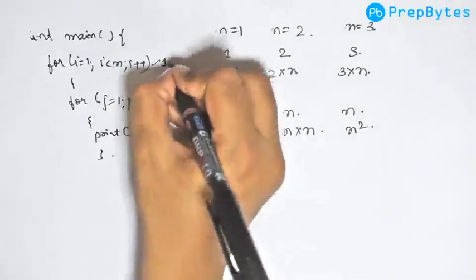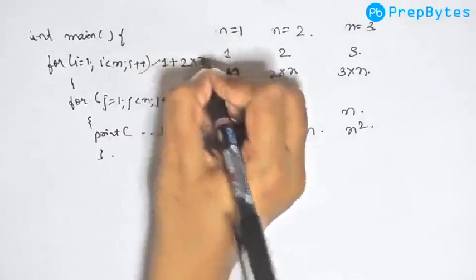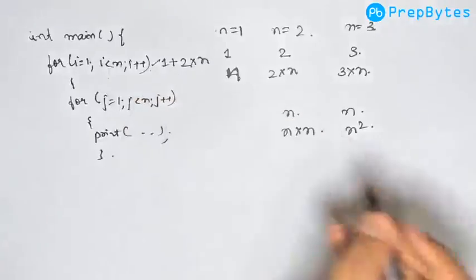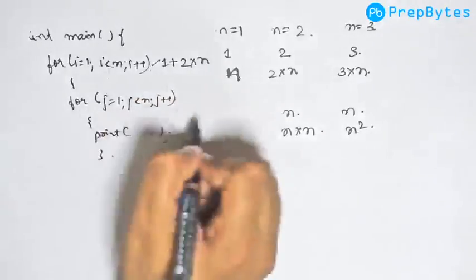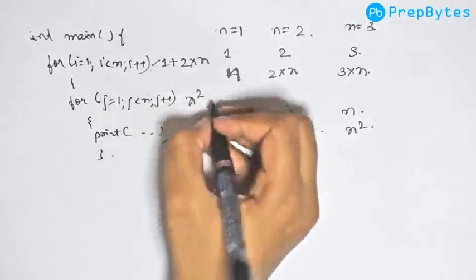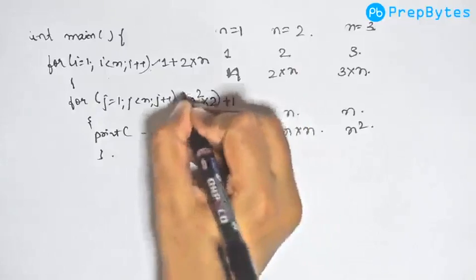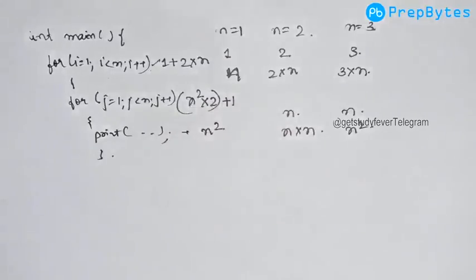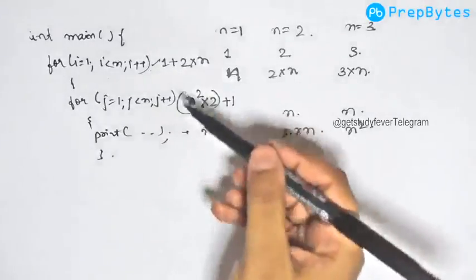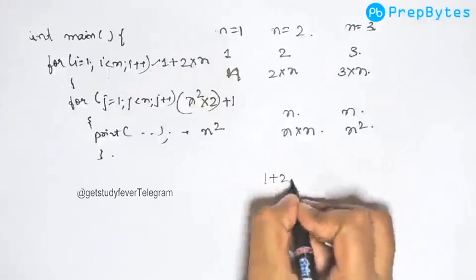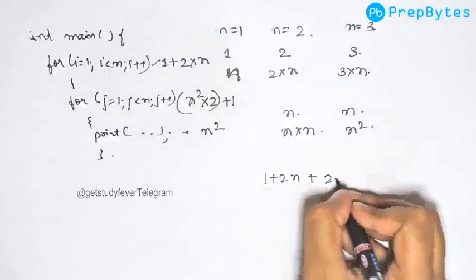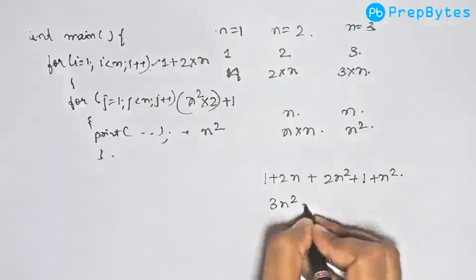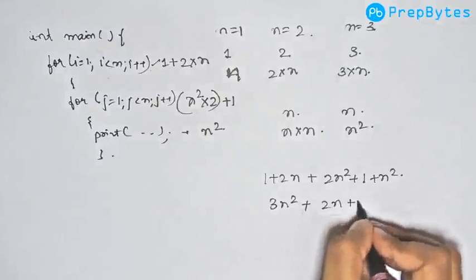Now let's see what the number of operations is in each run. So this is 1 plus 2 into n. For each run 2 operations are happening, and as we saw, this will get executed n square number of times, and this will be the number of operations. Similarly, this will occur n square number of times. So if we try to calculate the time complexity, it will be 1 plus 2n plus 2n square plus 1 plus n square. It comes to be 3n square plus 2n plus 2.